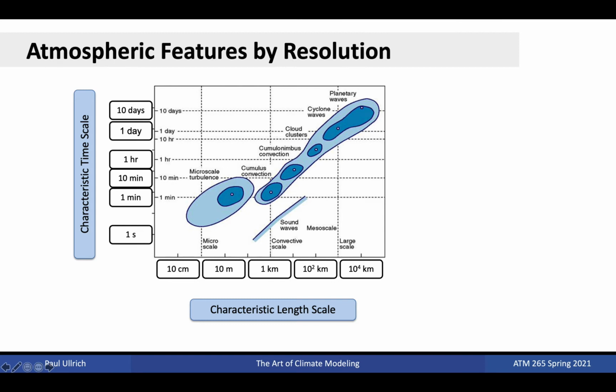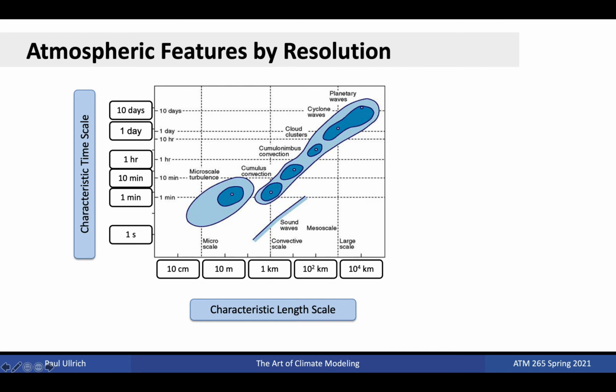And then large-scale cloud clusters at scales of around 100 kilometers and several hours. Below that, cumulonimbus convection at a spatial scale of 10 kilometers and a time scale of under an hour. And finally, in the main branch, cumulus convection with spatial scale of a few hundred meters to a few kilometers and time scale of minutes.